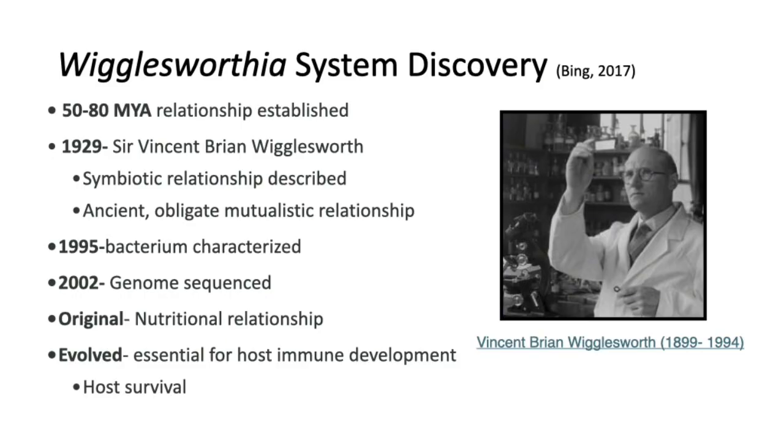The bacterium was characterized in 1995, the genome was sequenced in 2002, and their original understanding was that it was a nutritional relationship. Wigglesworthia was able to synthesize the metabolites for the fly, but then they evolved their thinking and realized that it's actually essential for host immune development and ultimately host survival.